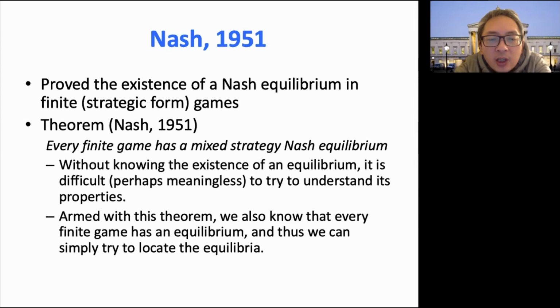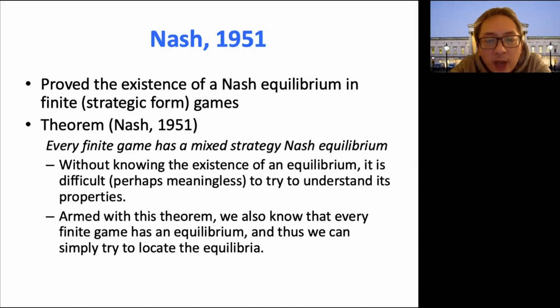We play this strategic form game, which can be written down in the normal form, as we wrote in the tables, right? It could be a high dimensional table if you have more than two agents, more than two players. So in his theorem, Nash said that every finite game, as we defined previously, has a mixed strategy Nash equilibrium.